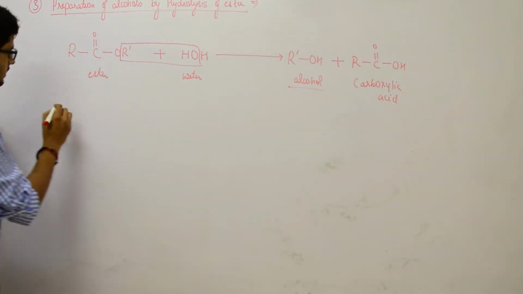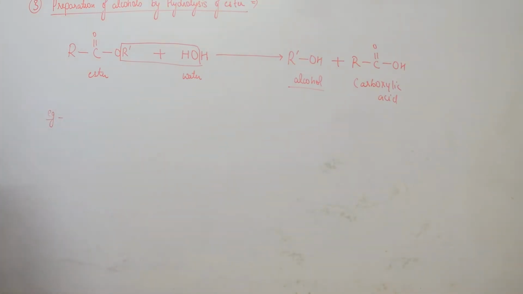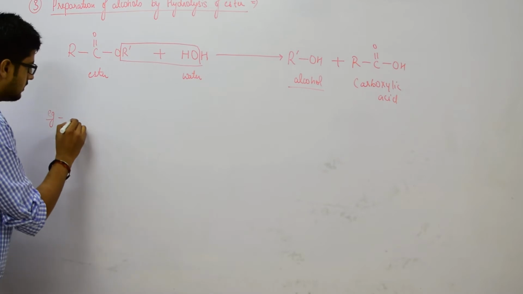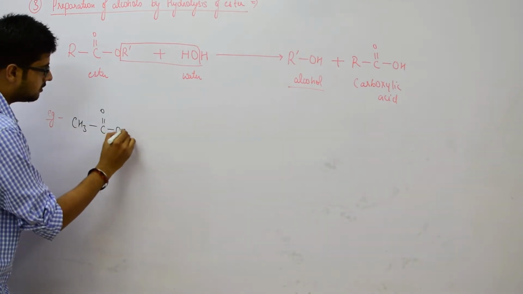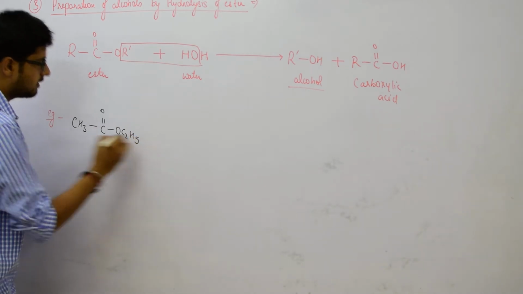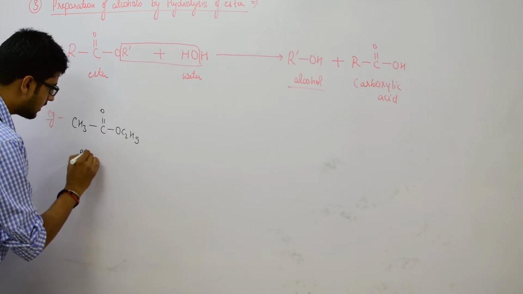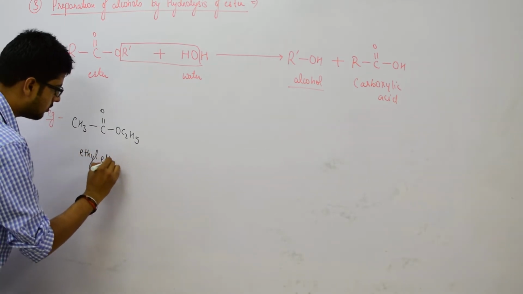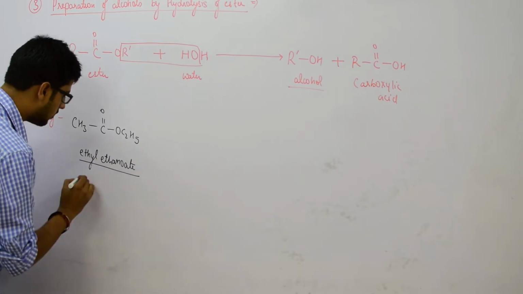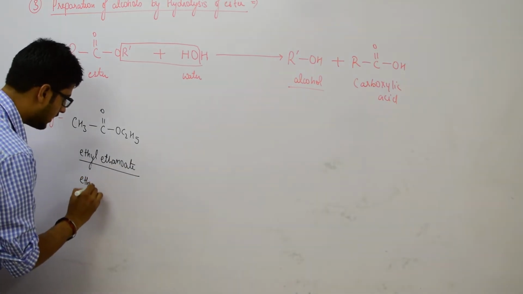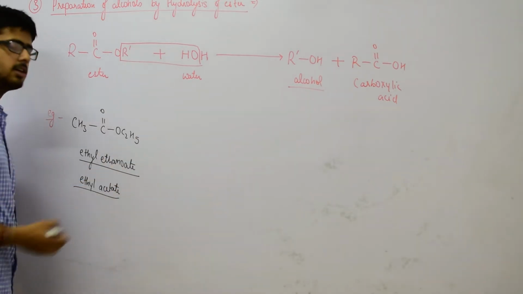For example, one example of ester is CH3 C double bond O OC2H5. This is our ester molecule. The name is ethyl ethanoate, or it is also called ethyl acetate, which is its common name. Ethyl ethanoate is the IUPAC nomenclature.